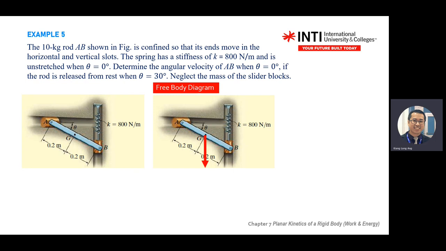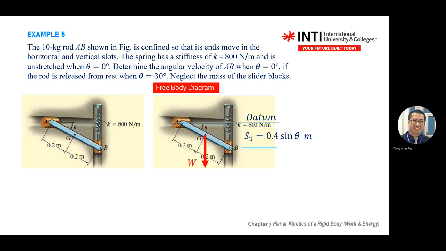When you have a free body diagram, you always start with the center of mass. Draw a W from the center of mass. Then I give myself a datum here, at A. Then there's the distance traveled from this datum when you pull 30 degrees. The length is 0.4, and there's a triangle here, so this height is 0.4 sine theta. Then your y one is 0.4 sine theta.